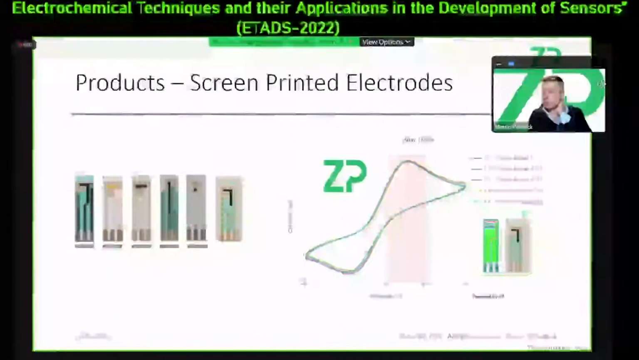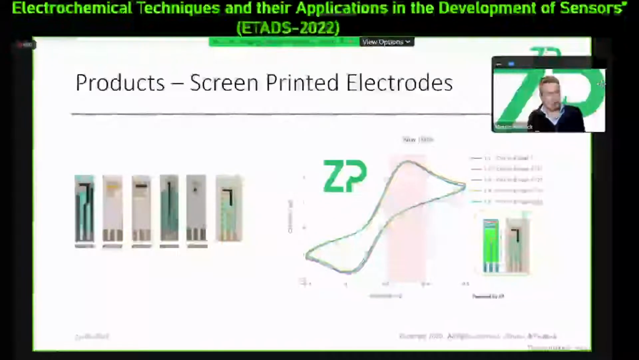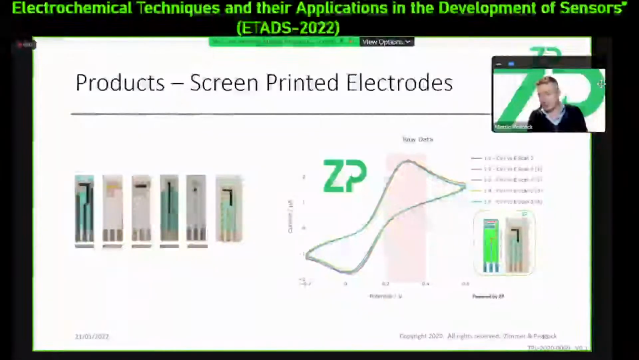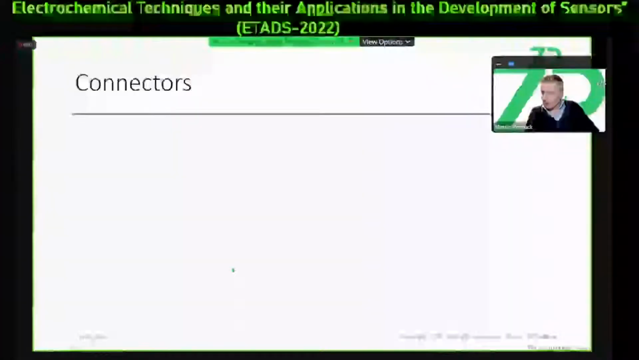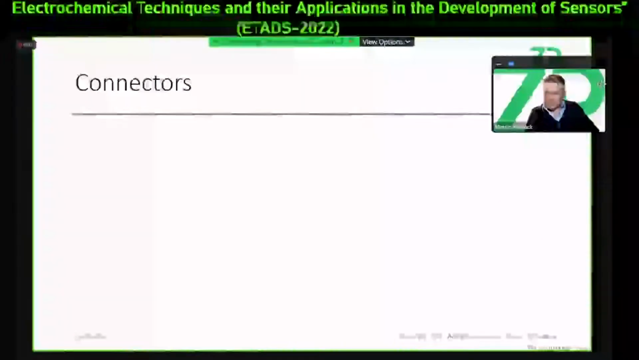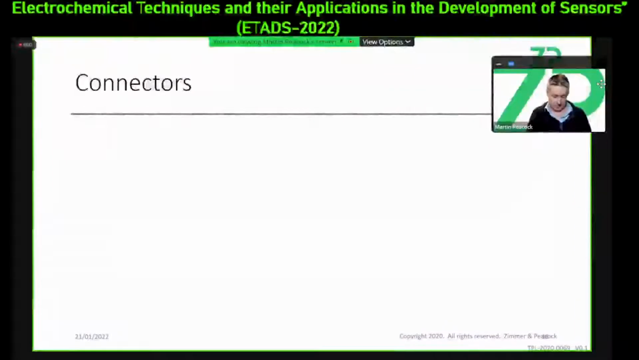And at ZP, I suppose reproducibility is everything, because we want to turn these screen printed electrodes into biosensors. If the screen printed electrodes are not reproducible, then the biosensors are not reproducible, and then it's very hard to make an accurate measurement upon those biosensors. So we put a lot of effort into the reproducibility of screen printed electrodes.